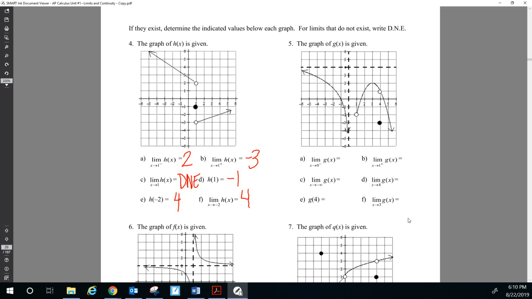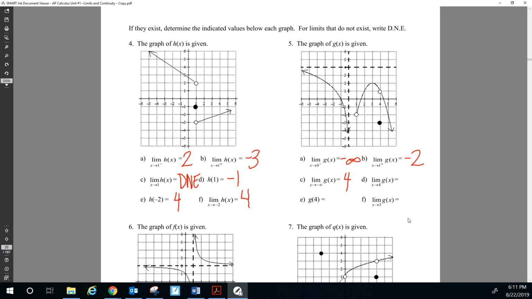Number 5. Got an interesting graph here. All right, first what's the limit on the left-hand side of 0? So as we approach 0 from the left-hand side, it goes down to negative infinity. What about as we approach 1 from the right-hand side? Going to 1 from the right-hand side, it's coming down to negative 2. As we go to negative infinity, this guy's coming up to that asymptote, and it's going to hug it, and it's going to go out to 4.